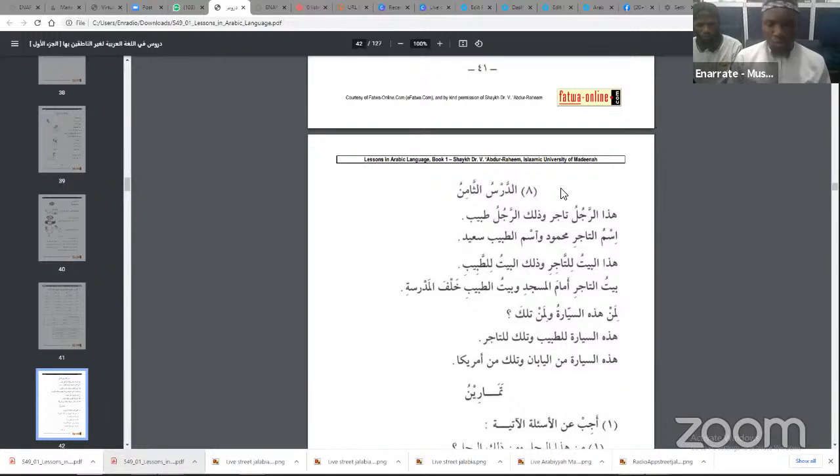Wadhalika rajulu Tabib, and that man is a doctor. Is it clear? So we need to understand how to bring demonstrative pronouns hada, hadi, dhalika, and tilka in this regard. When you want to use it with definite words, of course, it's very simple. Put them together and bring in your adjective to qualify it. You understand? Okay, so hada rajulu tajir. This man is a trader. And that man is a doctor. Ismu Tajiri Mahmoud. The trader's name is Mahmoud. Wasmu Tabib Said. And the doctor's name is Said.